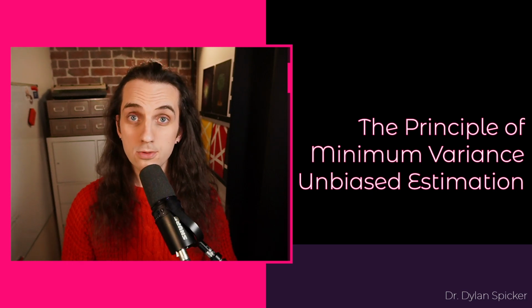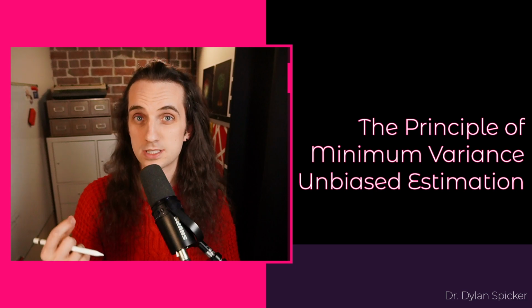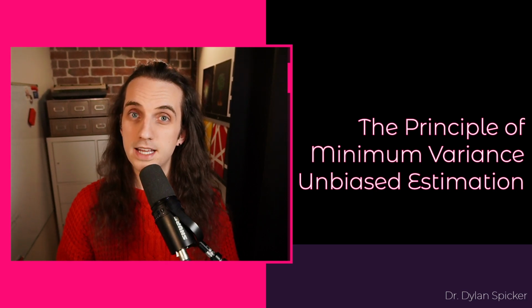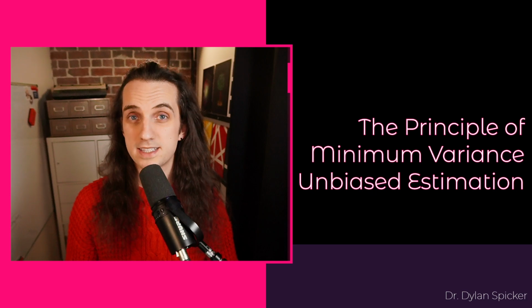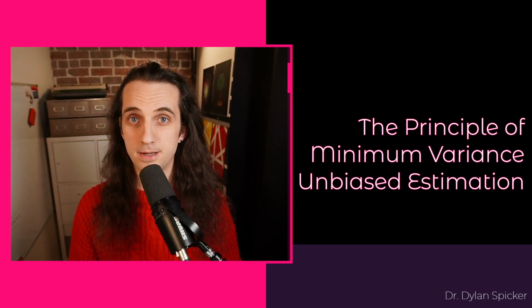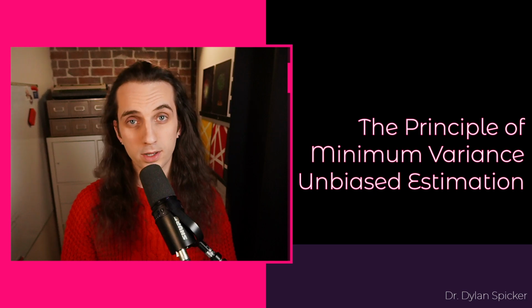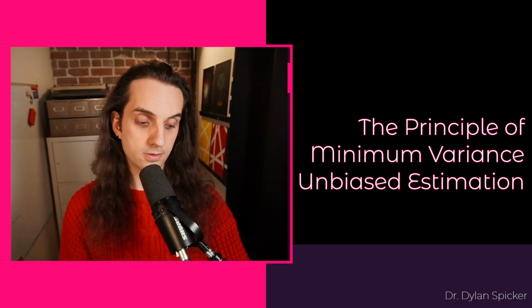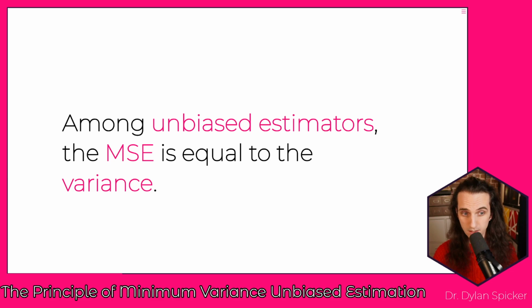And so there's a few key realizations to make when we're dealing with unbiased estimators. And the primary one is that if you have two unbiased estimators, then really the only way that we're going to be comparing them is through their variance. So the central idea here is that among the unbiased estimators, the MSE is going to be equal to the variance of the estimator, right?